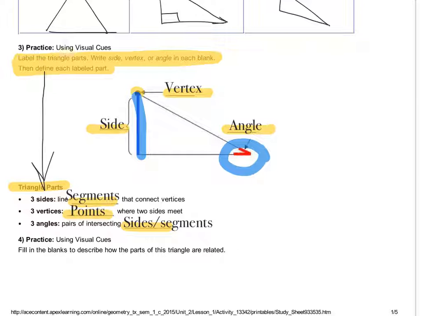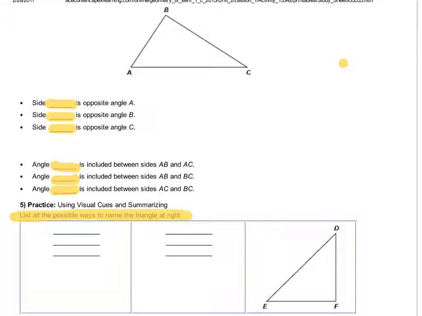Practice 4 says fill in the blanks to describe how the parts of this triangle are related. Okay, and on this one, we're going to start identifying the sides that are opposite of angles, because this plays a big part in geometry. So what you can do, and I used to tell my students, is to physically put their finger on what it was they were trying to identify.